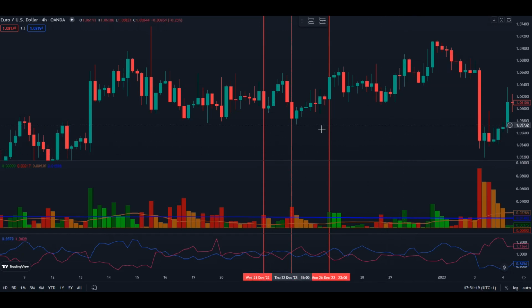Out of 11 entry signals, we only have 3 left. Therefore, the volume indicator saved us from entering 8 possible losing trades, which is absolutely stunning.